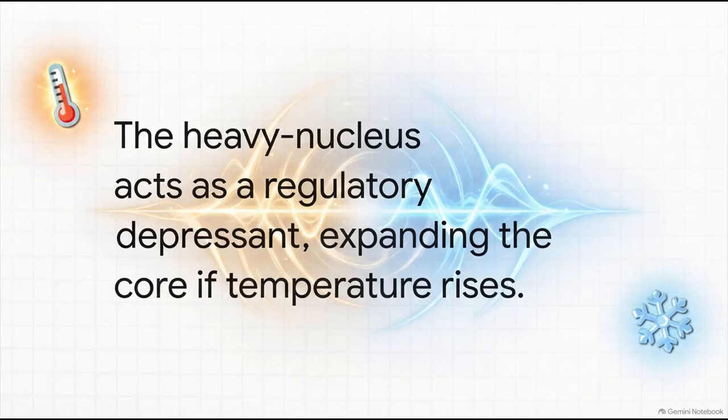You can actually think of this heavy nucleus cascade as a sort of hidden thermostat inside the star. According to the math in the paper, this secondary channel functions as a regulatory depressant. So if the core temperature rises too much, this cascade mechanism effectively cools things back down by expanding the core slightly, which prevents the star from overheating. It's a really brilliant theoretical move, honestly, because it safely keeps the internal thermodynamics of the star absolutely identical to what we observe in reality.